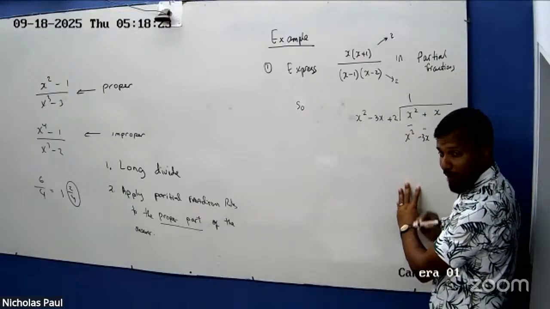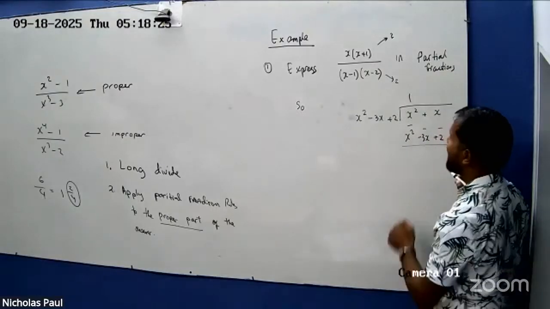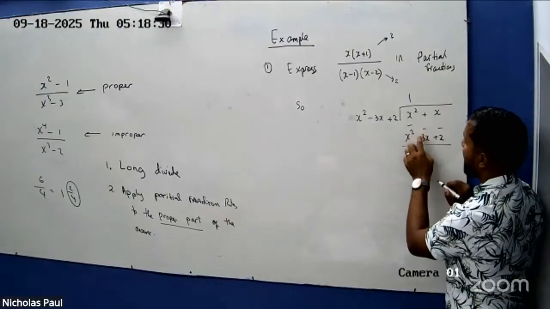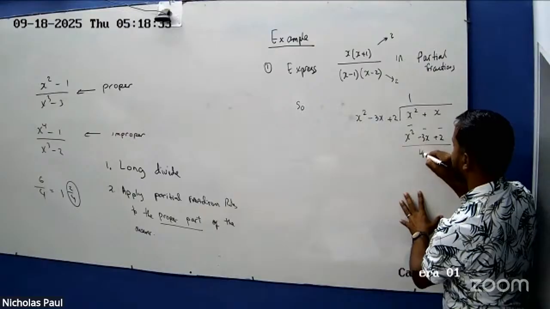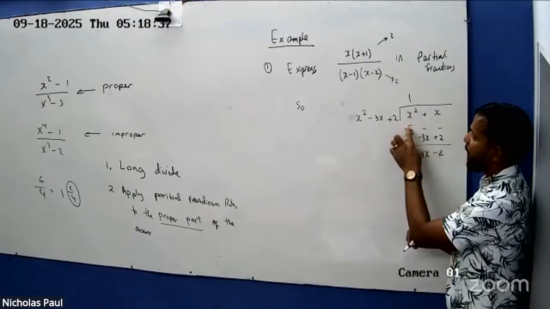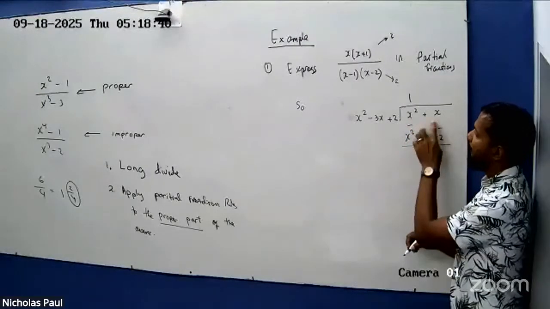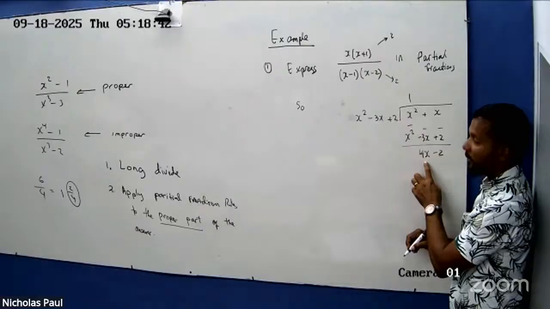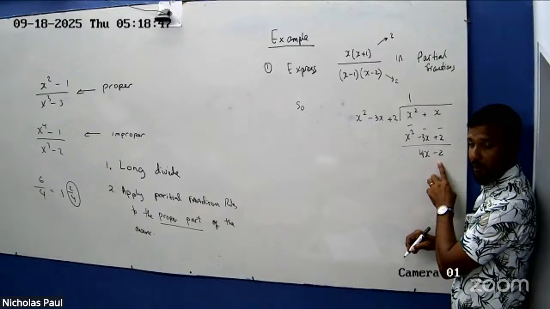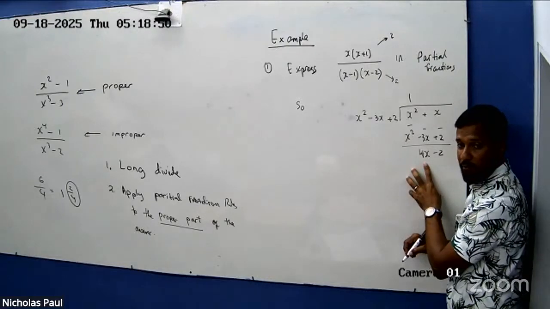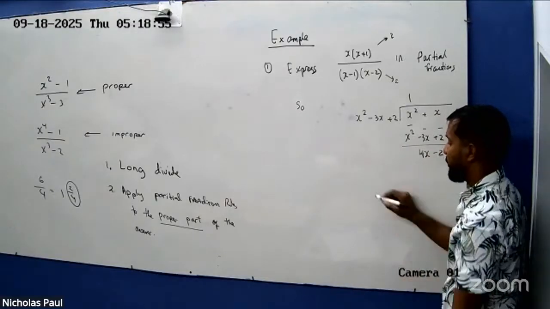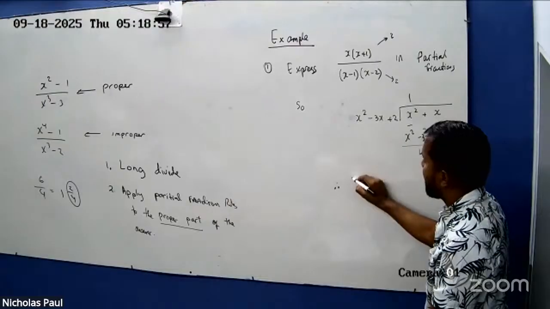x squared minus x squared is 0. Then x minus minus 3x is 4x, and minus 2. You bring down the rest. Can we long divide again? Can we divide x squared into 4x? No. So therefore, our answer is now this.